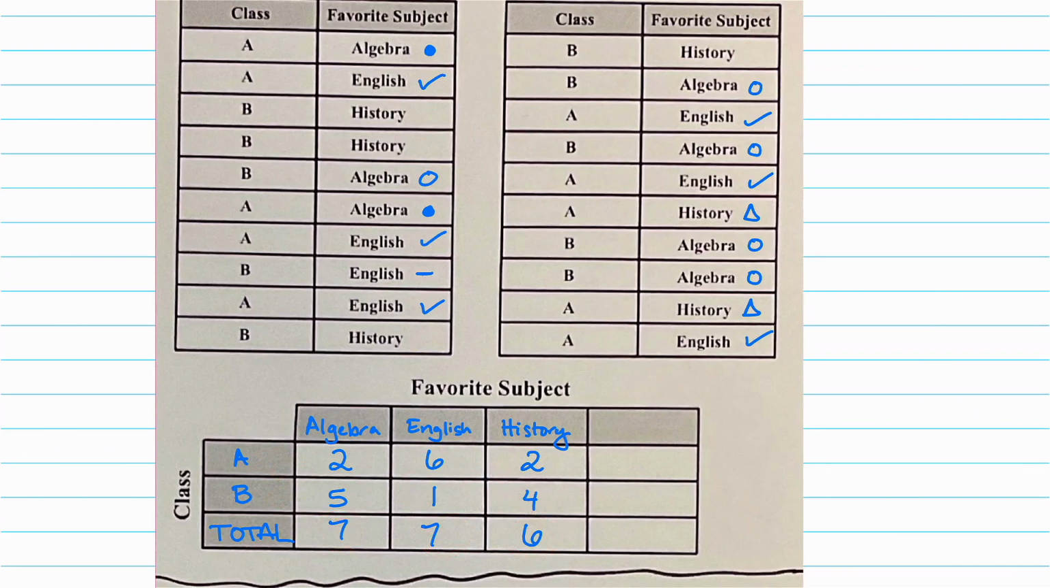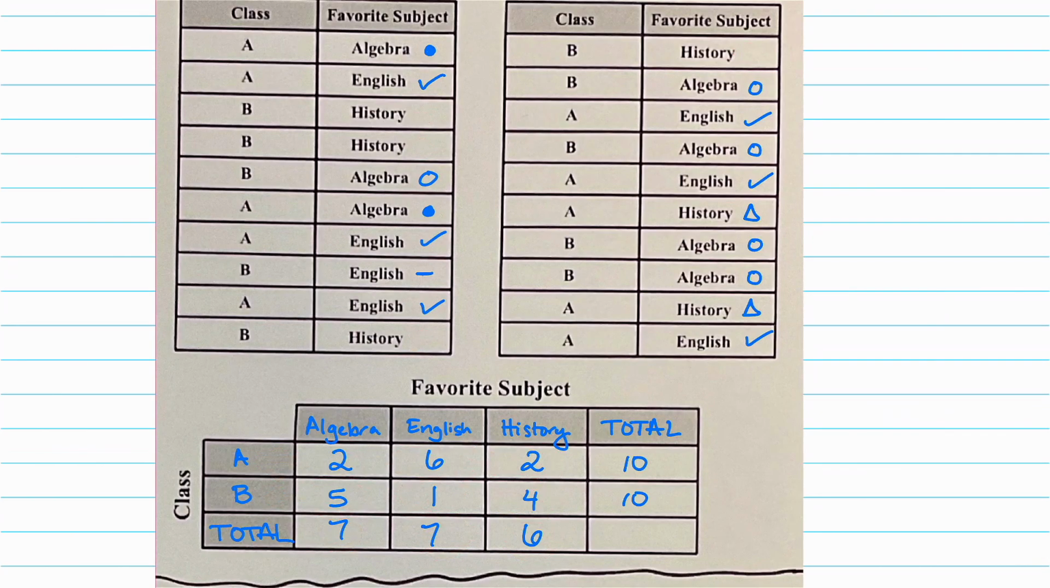If I wanted to know how many I got from Class A, well, these guys are from Class A, these guys are from Class A, and these are also from Class A. So if I wanted to find the total of Class A, I would add sideways. I would add 2 plus 6, which is 8, plus another 2 is 10. That means 10 of these students were coming from Class A. And then same thing over here. To find out what I got from Class B, I would add 5 plus 1 is 6, plus another 4 is 10.